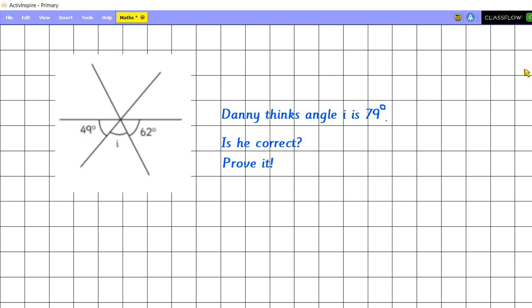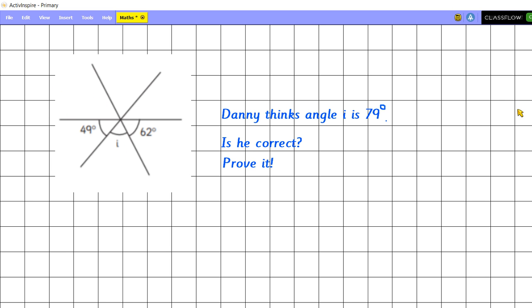Last week some people did this and they said, yeah, he's right. They did something similar. They said, yeah, they're correct. And then they proved it and they were like, oh no, I've just proved that he's wrong. So that's why I always say prove it, because I love it when you actually get it wrong. It's good practice for you. So is that 79 degrees, yes or no? And prove it for me, okay?